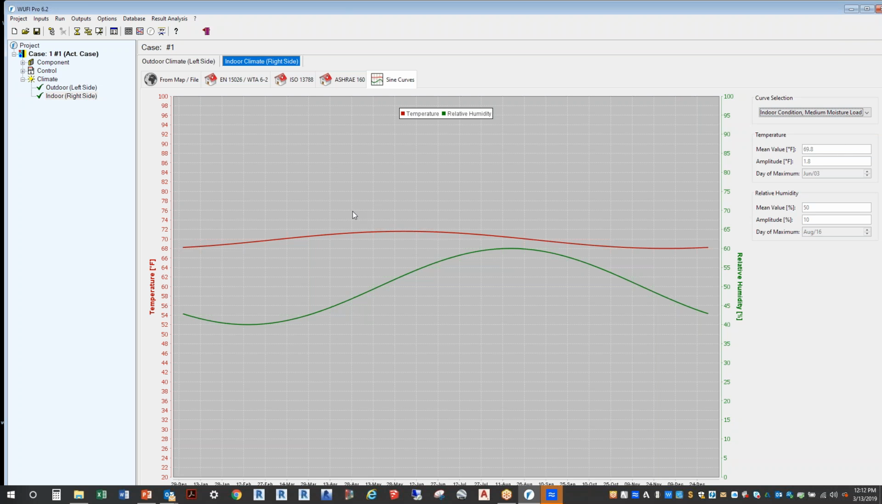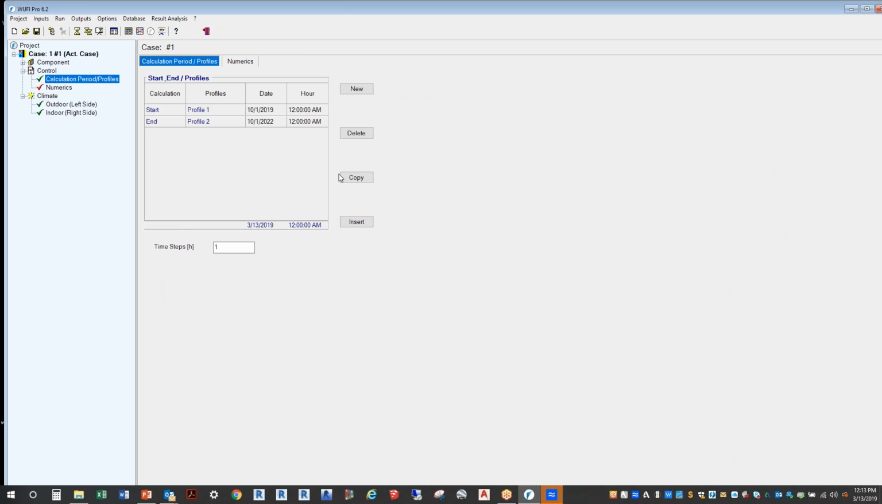So let's stick with the sine curve, and I'm going to use a medium moisture load for the space with a 50% relative humidity and a mean value of basically 70 degrees. So you set up your temperature, we've done your climate, your indoor temperature, we've done that. And then the next one is control.